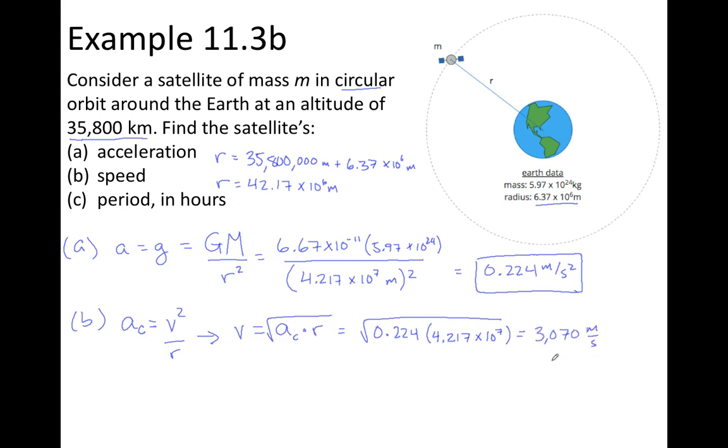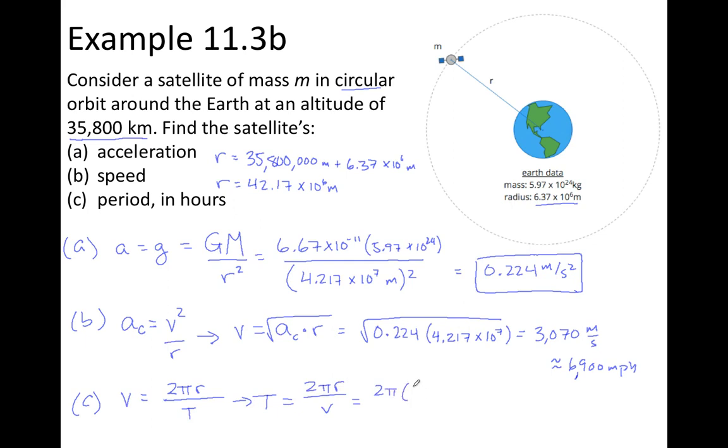3,070 meters per second, which is just about 6,900 miles per hour. And this is a very, very special speed. It's a very, very special speed for satellites around Earth because it gives a very special period. That speed is distance over time. And the distance that a satellite would travel in a circular orbit is the circumference of that circle. If I solve this for period, I get 2 pi r over speed.